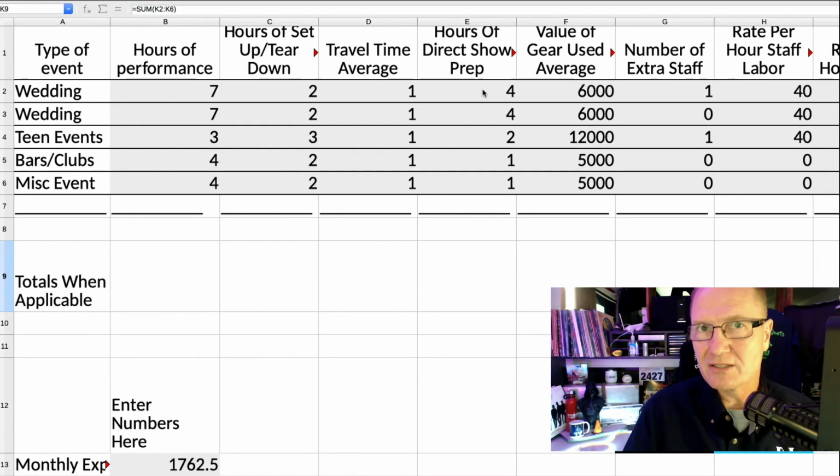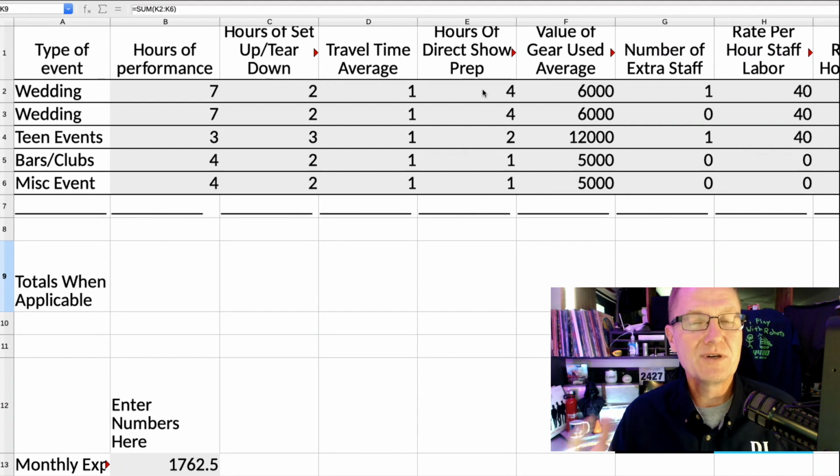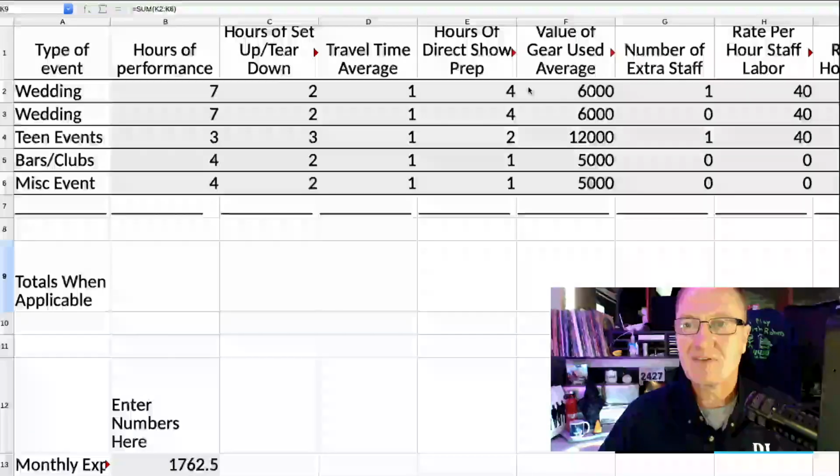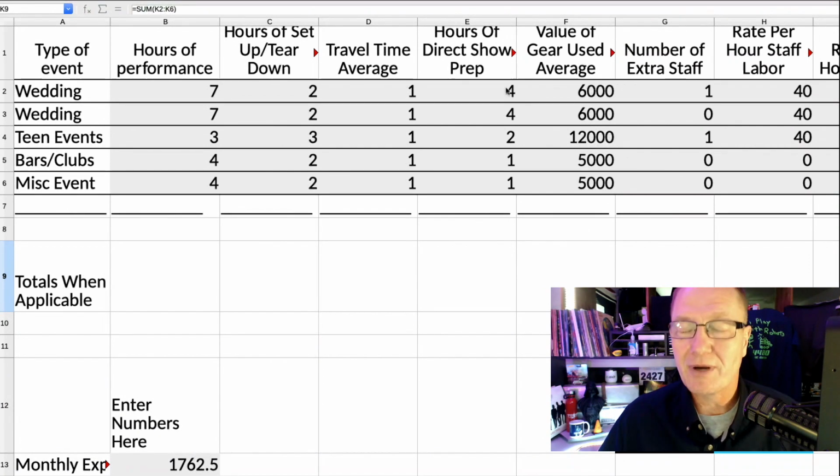And I'm using talent and owner kind of together in this, whereas if you were just the DJ, you probably wouldn't have the extra show prep. So the DJ would be getting paid based on a 7, 8, 9, 10 hour, in essence, event or day.